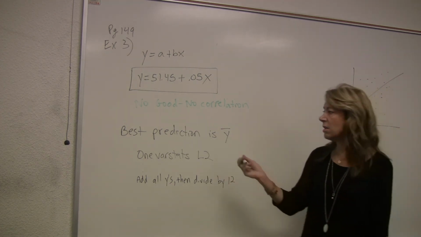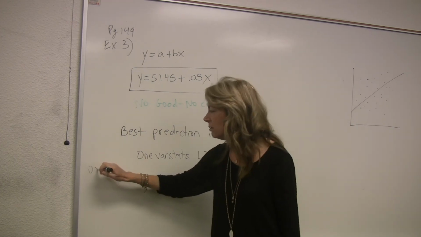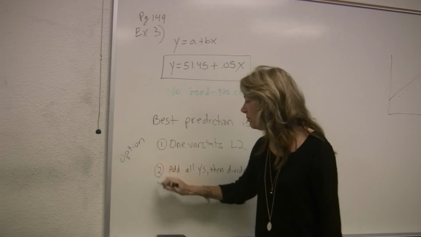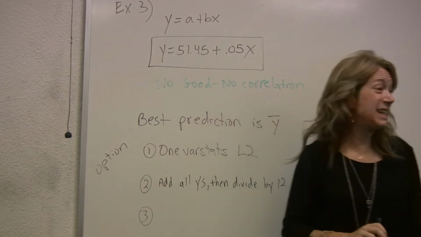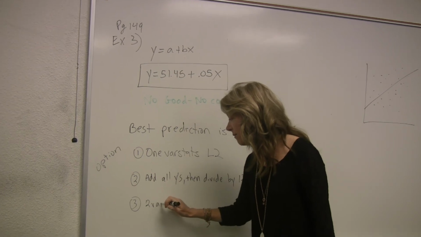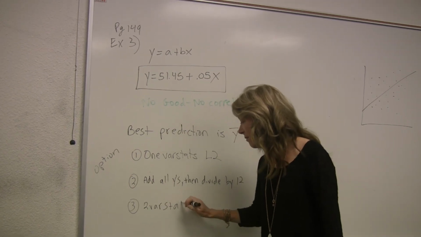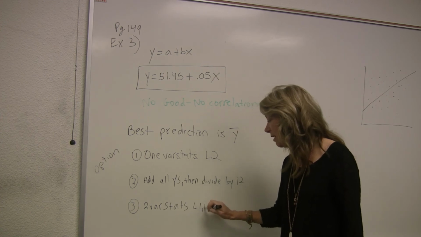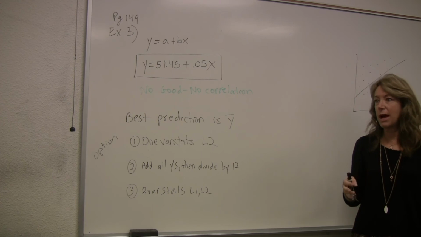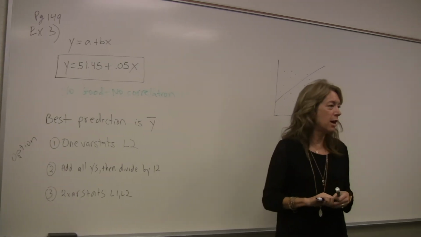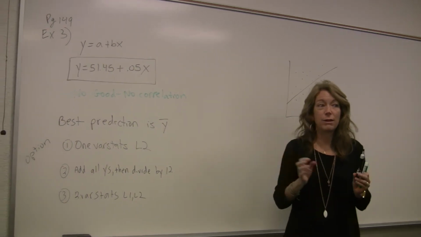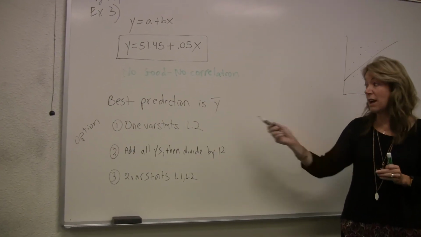So these are options. Option 1, option 2, and option 3 that you haven't seen before. It's not really much different. You could do 2-var stats with L1 and L2. It'll tell you what's happening with your x's and your y's, and you still want to take the y bar off of there. Any of those is fine, you don't even have to write down how you got it, you just need to tell me you're finding y bar.